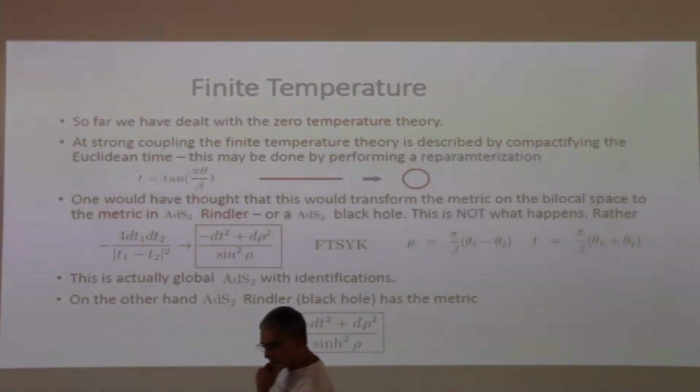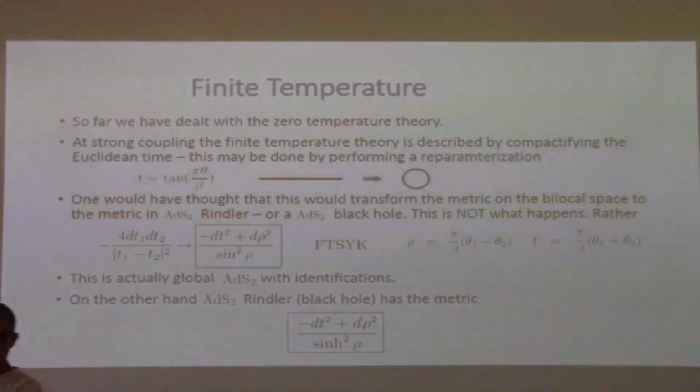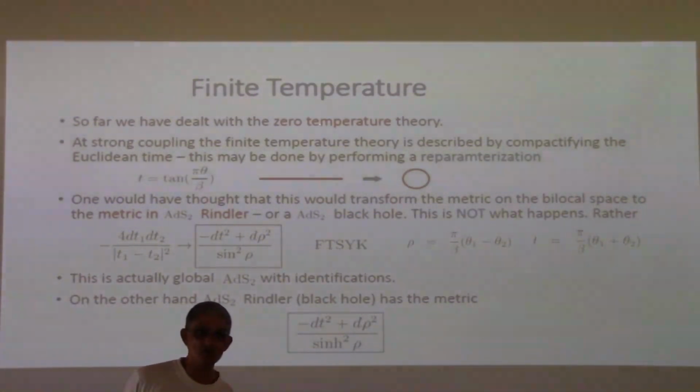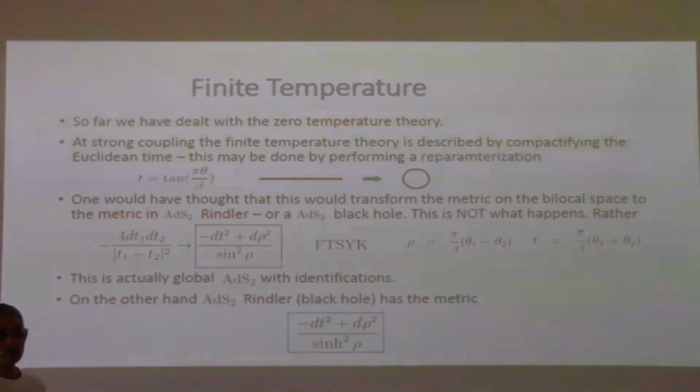So far we have dealt with the zero temperature version of the theory. Now at strong coupling, I'll finish in a few minutes. At strong coupling, there is this reparametrization symmetry which has emerged, and so staying at strong coupling, you could go from zero temperature to finite temperature by using the standard map which takes you from an infinite line to a circle. So that's what I did here.